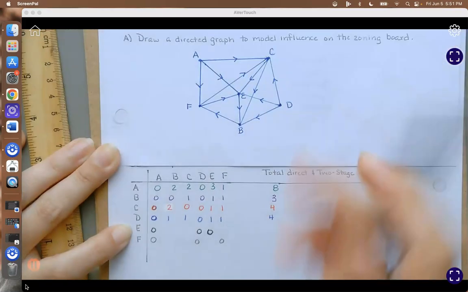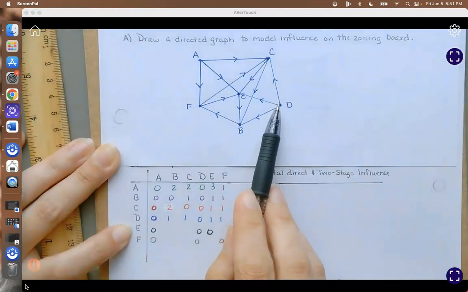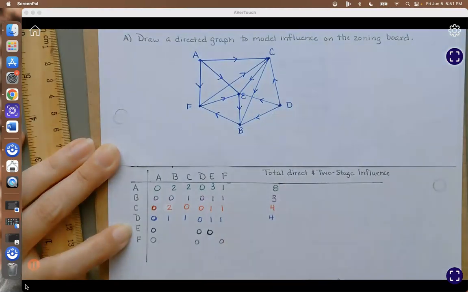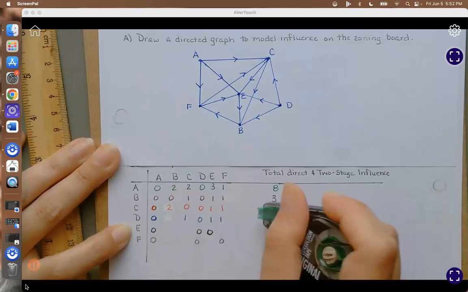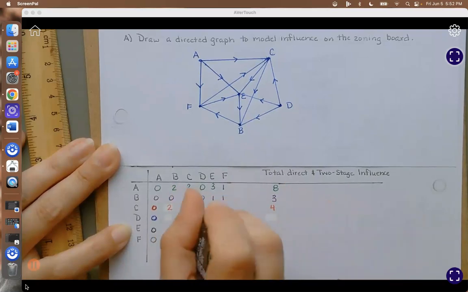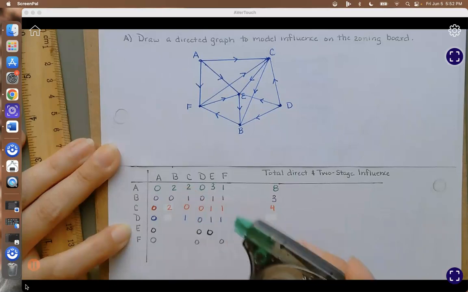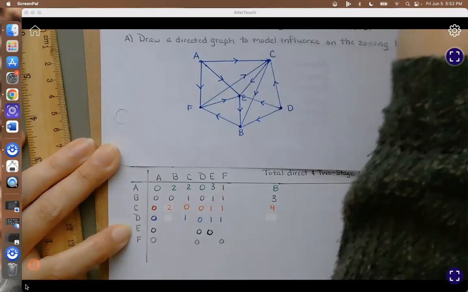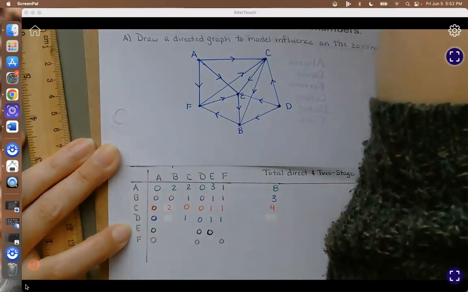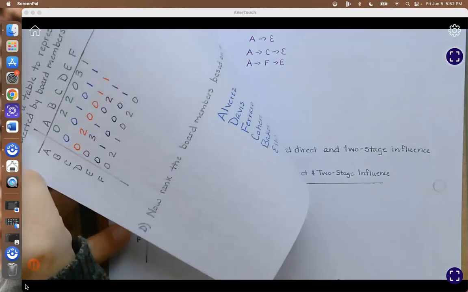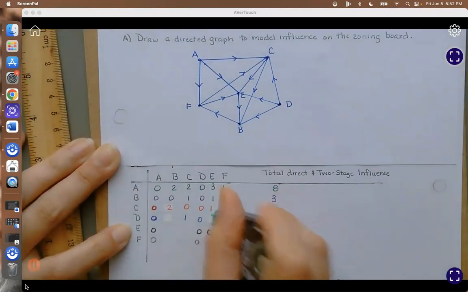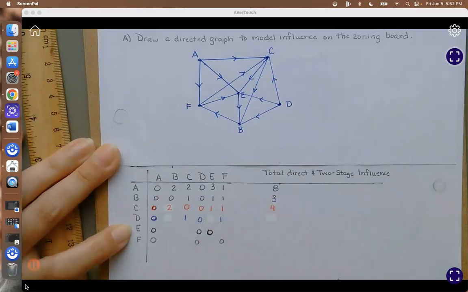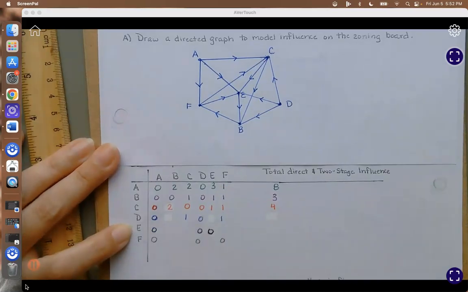D to B. Hang on a second. Oh, D to B has a lot. I'm wrong. For D, I have a lot wrong. Let's try this again. You live and you learn.